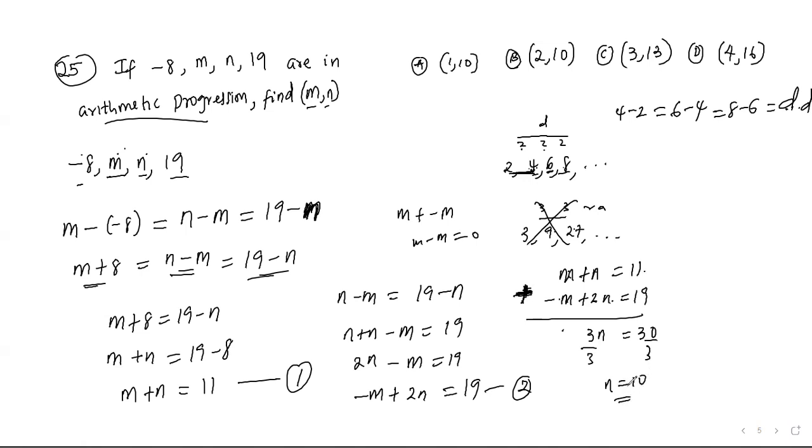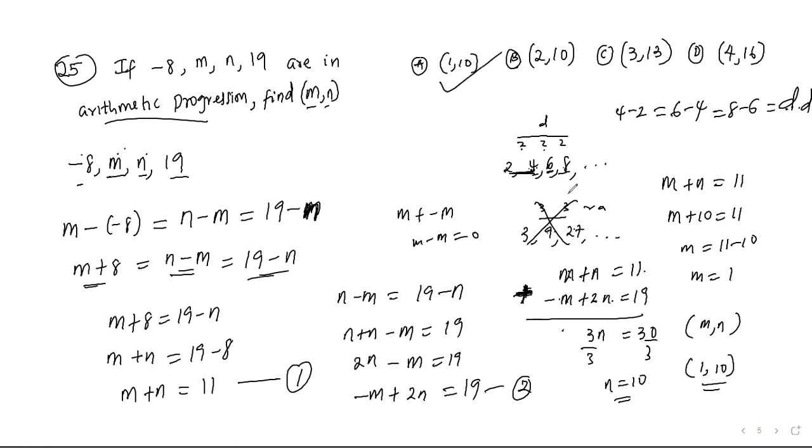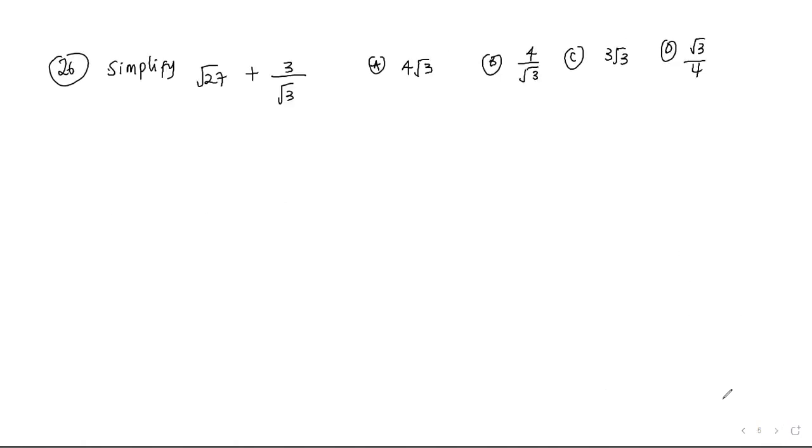So now n is 10. You can put n into any of these equations. So you have m plus n equal to 11. So put n to be 10 here. So you have m plus 10 equal to 11. m is equal to 11 minus 10, and m is equal to 1. So now in coordinate form, which is m comma n, we have our m to be 1, our n to be 10. 1 comma 10 is the correct answer. Now this is solved form.